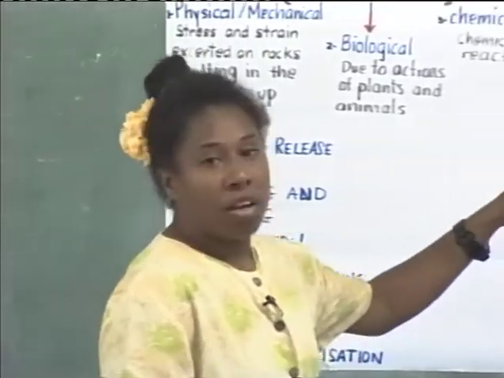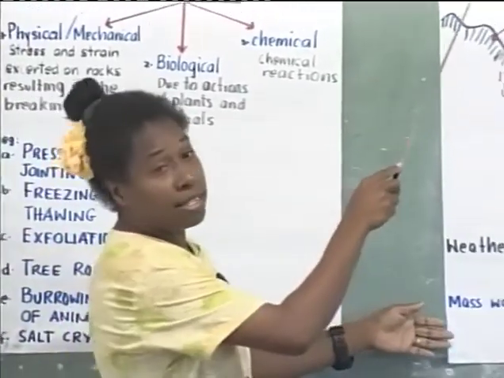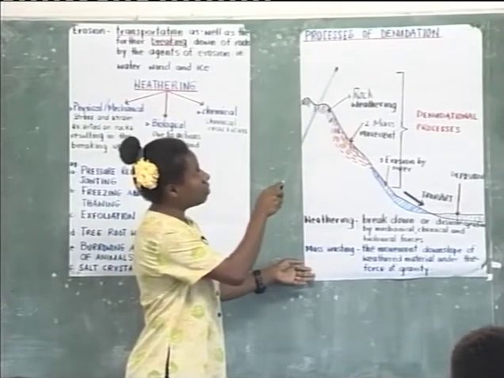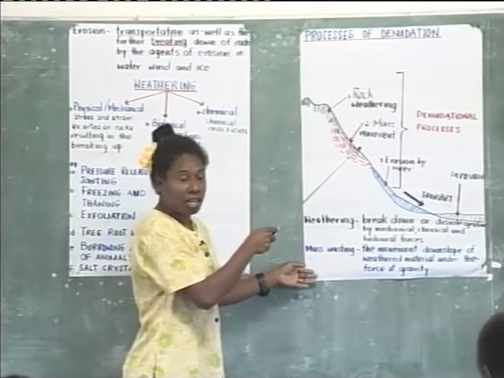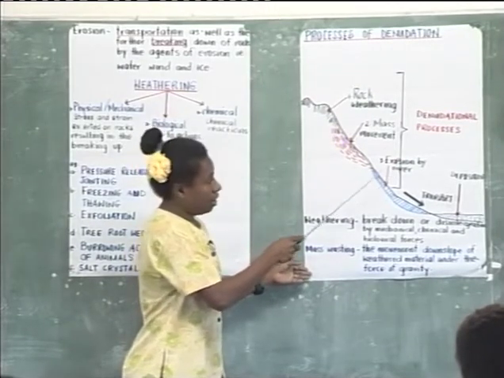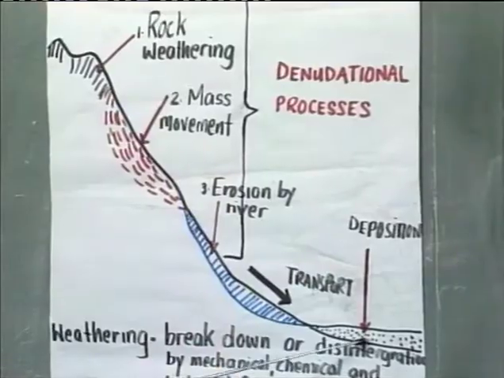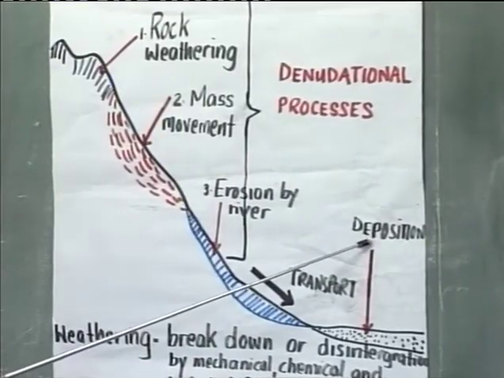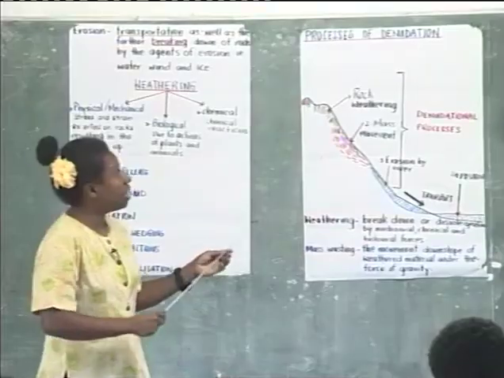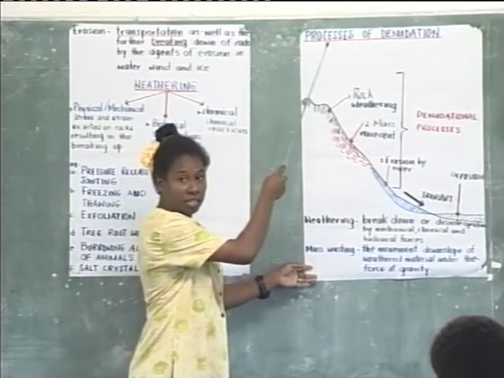And referring now to the chart which we had access to yesterday and had a chance to look at. The chart here basically shows us those processes which are under denudation: rock weathering, mass movement, and erosion. And I also mentioned something about deposition. And I asked, why is it that deposition is actually not under the process of denudation? Because if we come back to our definition, denudation is to do with the lowering or the wearing down of the earth's surface.